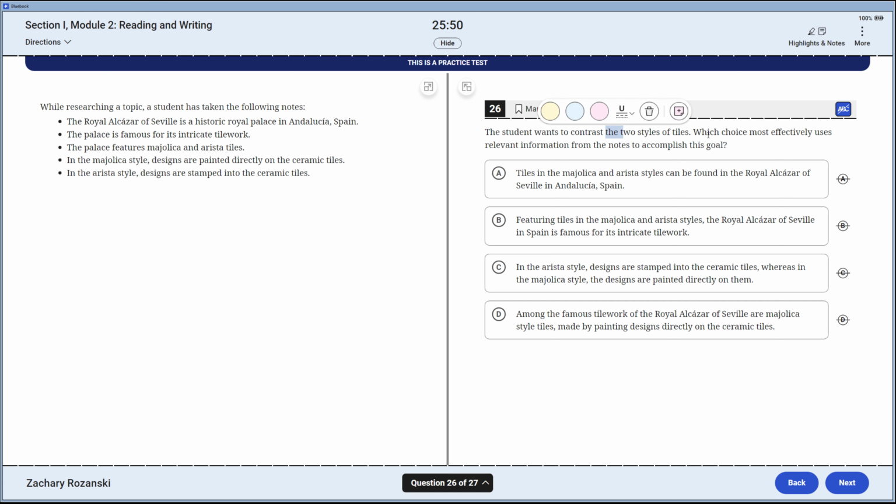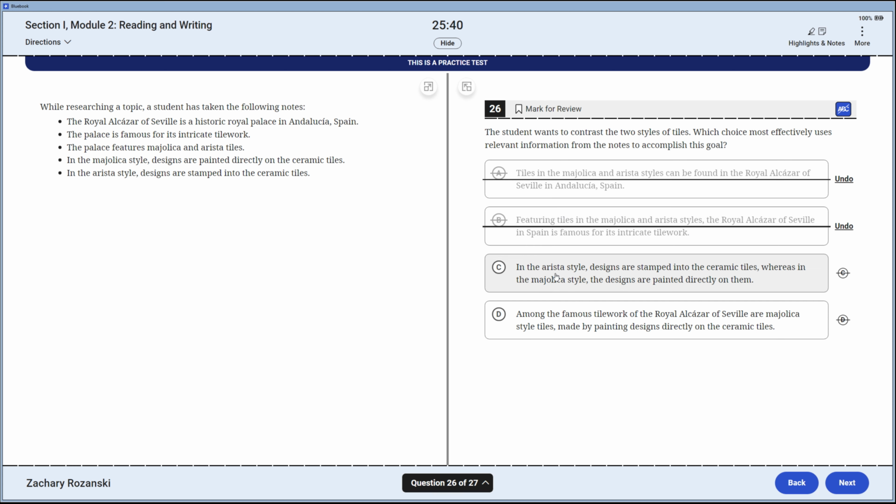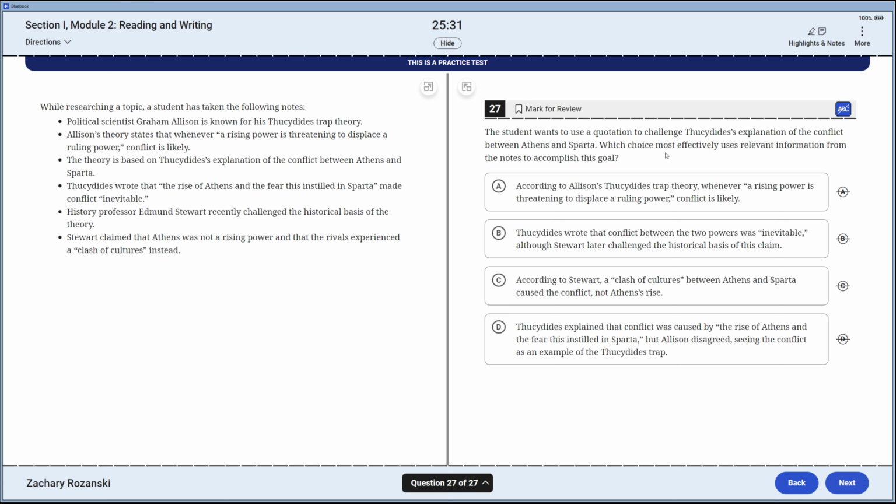I want to contrast the two styles of tiles in this answer. "Tiles and it can be found in..." Nope, that doesn't contrast the styles featuring tiles in this. This just speaks to the exemplar nature of the place, designed to be stamped, whereas I absolutely love this one. Among the files, this is not it. This is the only one that offers that kind of contrast that I'm looking for.